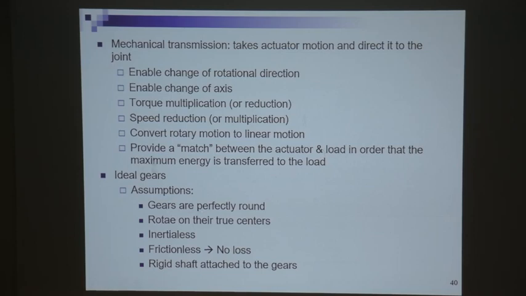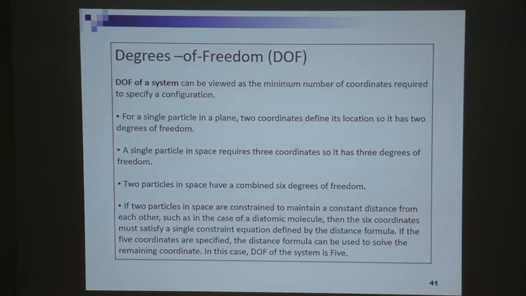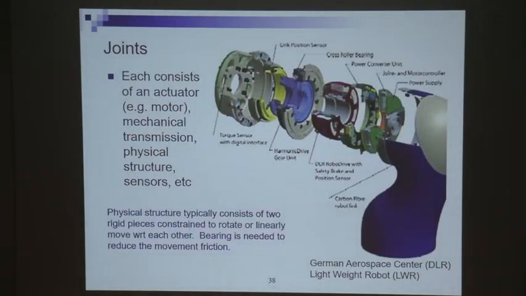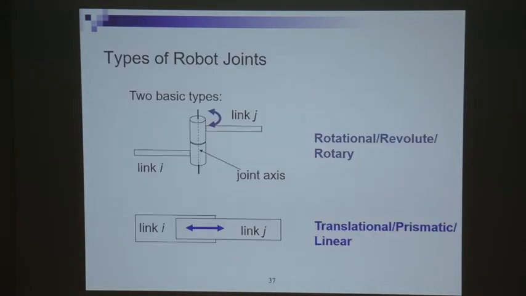So there's something called an ideal gear. Ideal gear meaning that the gears are perfectly round, rotate on their true center, and are frictionless, so there's actually no loss. And then there's also a rigid shaft that's attached to the gear. So this is a construct of a joint.